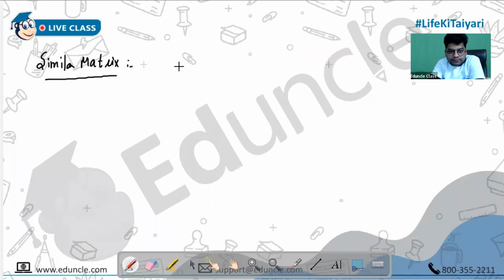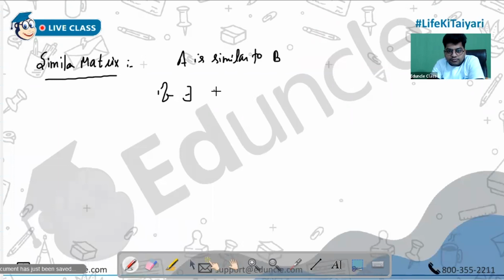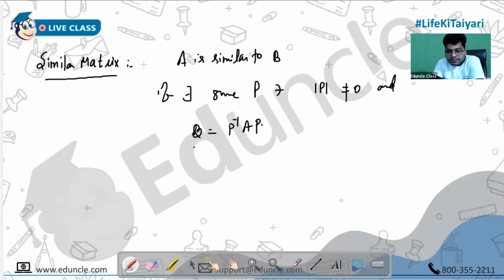Similar matrix, like A is similar to B if there exists some P such that P is non-singular and B can be written as P inverse AP. Do you know this is a similar matrix concept?